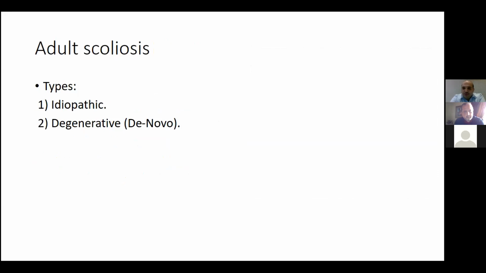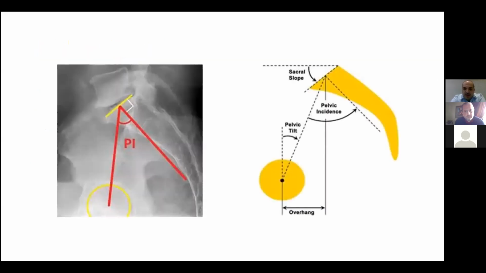Now I'll move to adult scoliosis. We have 2 types, idiopathic and degenerative. We know that in this age group, which is above 18, degenerative is the most common, and that one we will talk about. When we are talking about degenerative scoliosis, we have to pay attention to the sagittal plane. That's why it's very important to always measure the pelvic incidence and the lumbar lordosis in these patients.